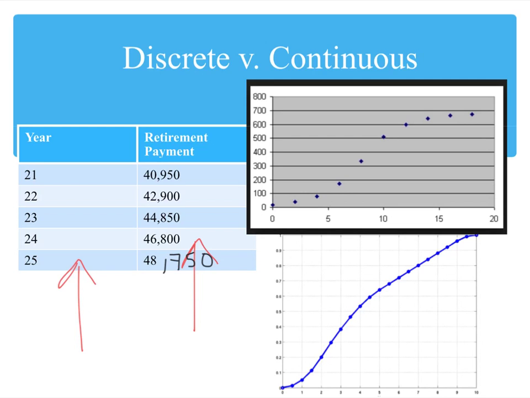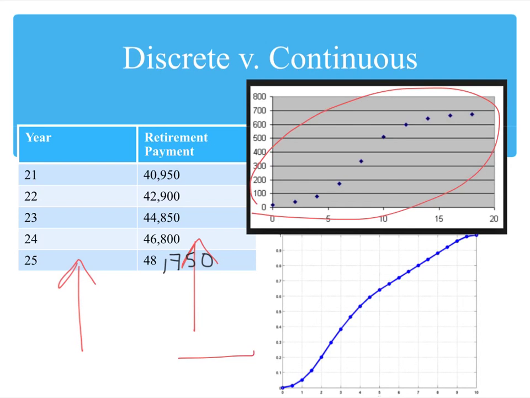You cannot retire at year 21.3. Apparently with this company, you can only retire at the yearly mark. So that's an example of discrete data. In a graph, it would look something along the lines of data like we see here, although this is not the graph of the data that we're looking at. I only see points. I don't see values in between the points. It's not connected by a line because those values don't exist, discrete.